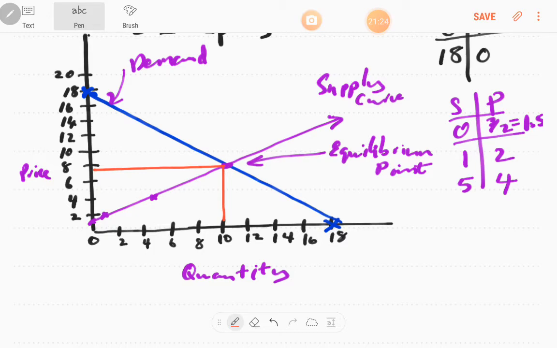Okay, I'm going to round up and say the equilibrium point looks like, sorry, the quantity comes first because that's acting like X. So the quantity is around 10, and the price is close to 8. Now, I'm not necessarily very confident that it worked out to be very accurate, so I'm going to work this out algebraically.